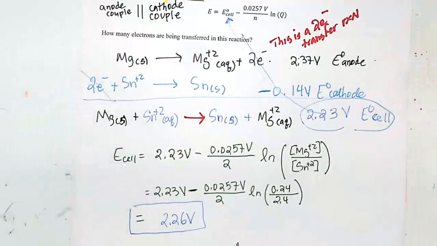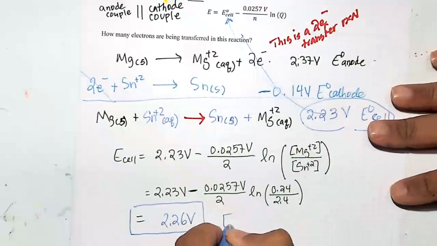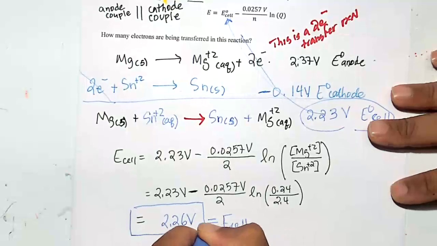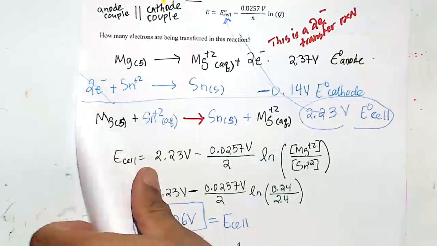So this is what E cell is. That is a non-standard state.